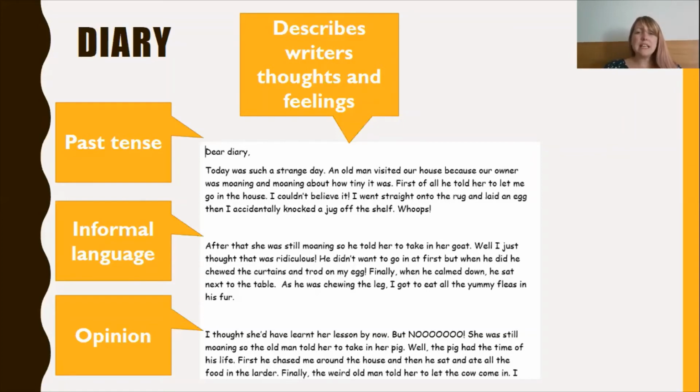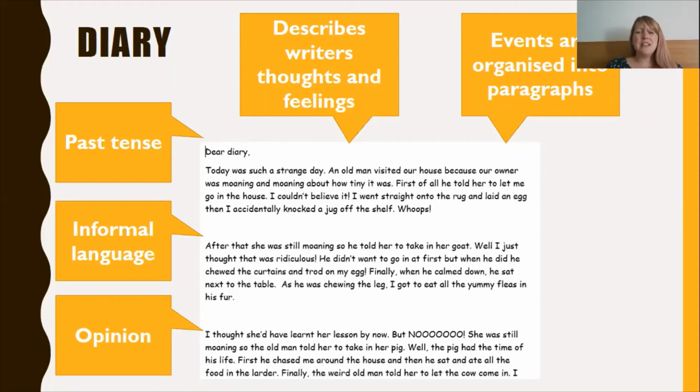I also noticed that the hen is describing its thoughts and feelings. So in this situation, we're imagining that the hen is the writer. So, for example, when it goes, "whoops," that's its thoughts, that's its feelings. "I couldn't believe it. I thought it was ridiculous." So it's really apparent in the diary that we're talking about the hen's thoughts and feelings, not the old lady's, not the pigs, not the cows, specifically the hen's thoughts and feelings about what was going on at the time.